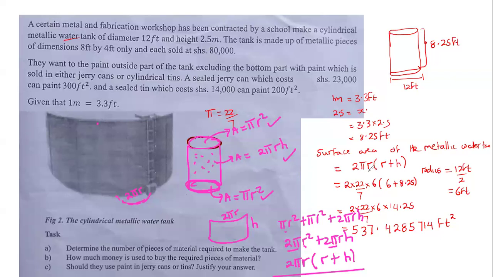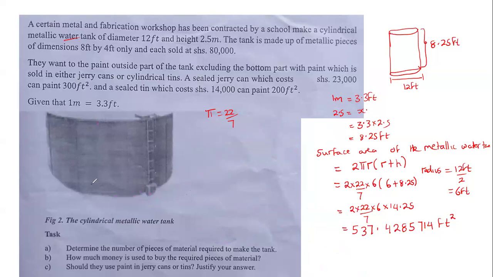Okay. Now, after getting the surface area of the metallic water tank, we are going to find the iron sheet they used to make it. What's the area of that iron sheet? So that is what we are going to find out. So I'm going to come here and say area of the metallic piece. Now, when you look at the area of the metallic piece, those who don't know, it is a figure of this nature. That is how those pieces look like.